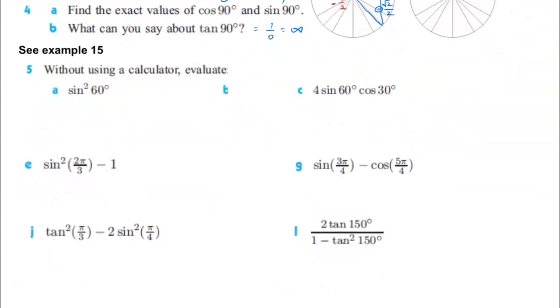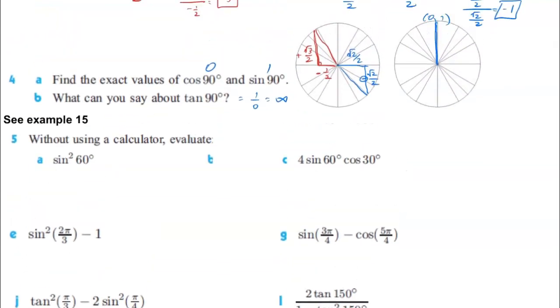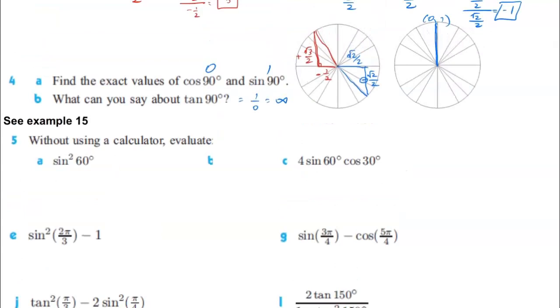Moving on to number 5. Without using the calculator, evaluate sine squared of 60 degrees. Okay, so sine squared of 60 degrees. Let's figure out what sine of 60 degrees is first, and then we'll square it, okay? Sine of 60 degrees, let's draw a picture because they don't want us to use a calculator. So remember, 60 degrees would be this triangle right here, right? And what is the side lengths here? So it would be a one long side and one short side.